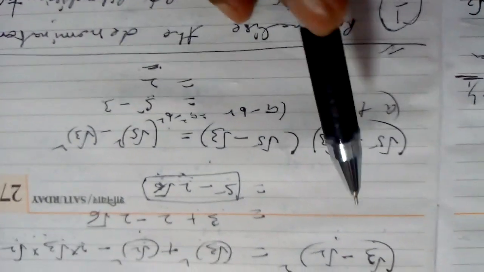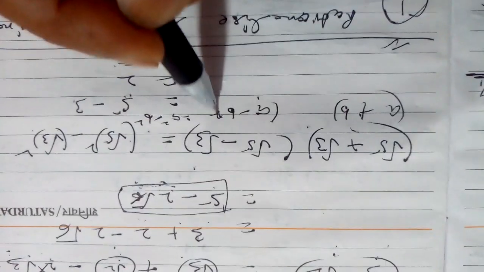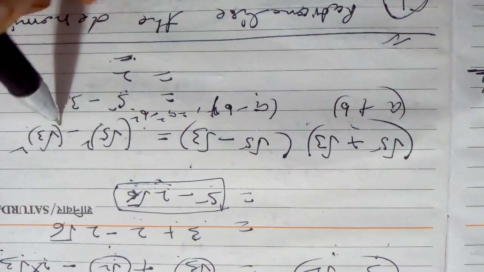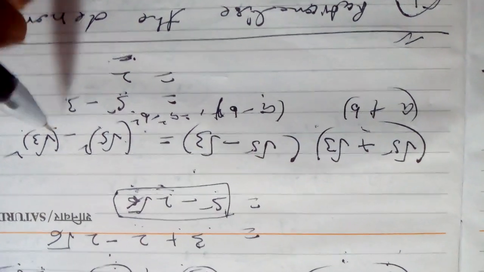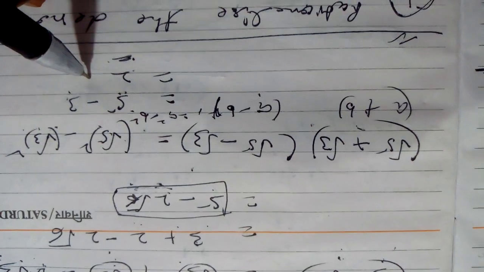Another example you will see: what is a plus b times a minus b? What are you getting? A plus b times a minus b gives you a square minus b square. Root 5 square minus root 3 square. What is the root 5 square? 5. Root 3 square, 3. So 5 minus 3, 2.